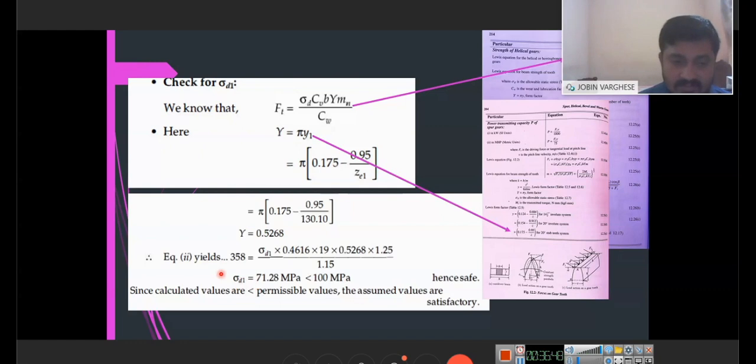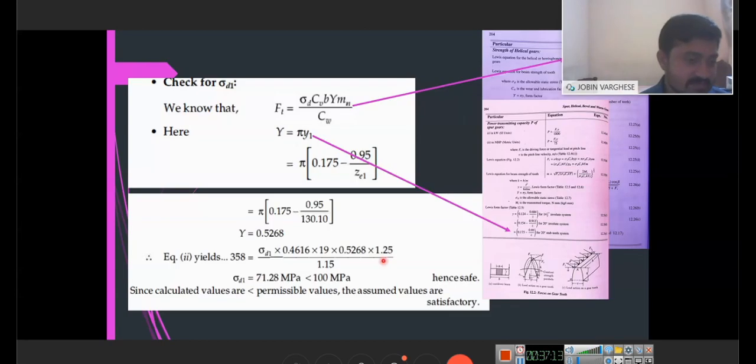Now this sigma d1 is calculated, and we are comparing with the values already given in the question. 100 megapascal is the maximum that it can sustain. So we are comparing, and we are understanding that 71.28 is less than 100. So it is again safe. It gives the green signal, we can move. So that's all. Again, we have to go for the dynamic as well as the wear.